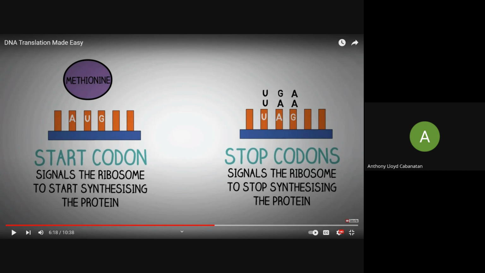Ang bahala dyan ay si small subunit. Tandaan natin na pag codon class, it is comprised of only 3 nucleotides, no? Yun po yun. So, continue natin. So, meron tayong start and stop codon.